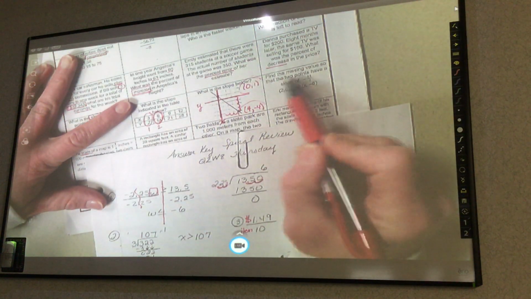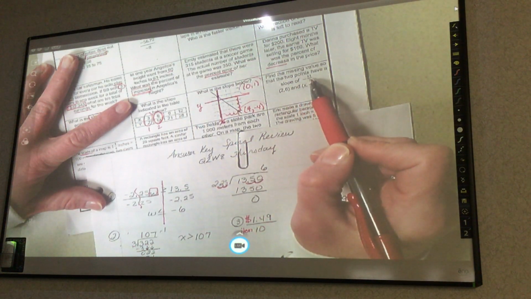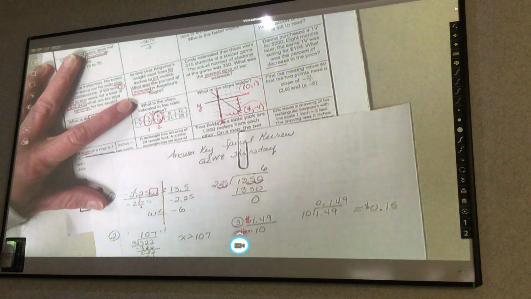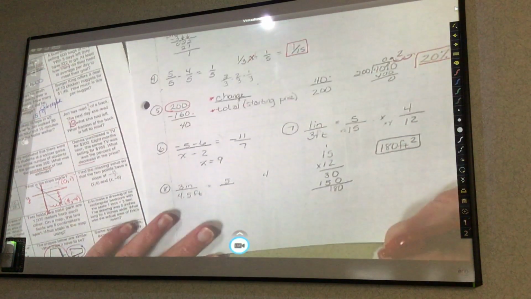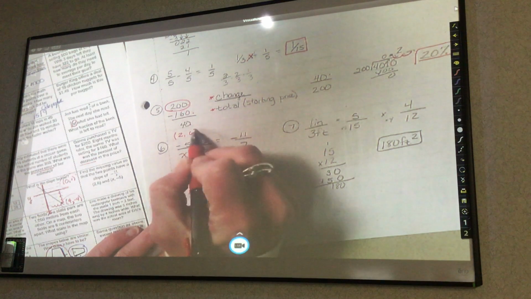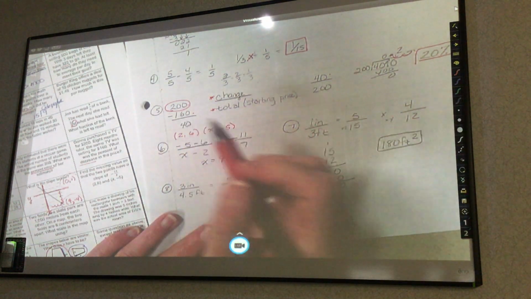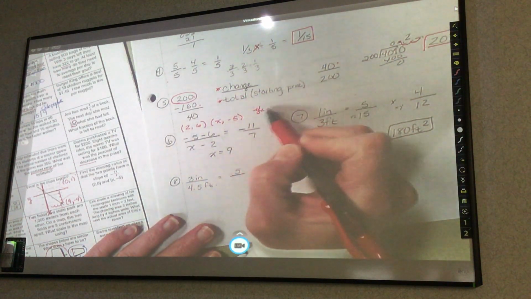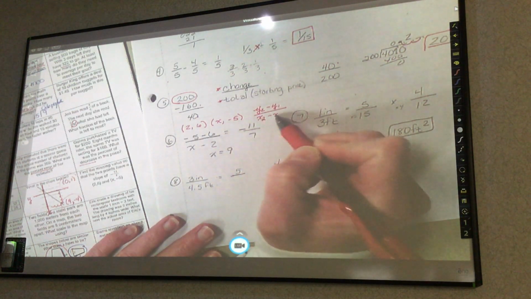Number 6, find the missing value. The 2 points have a slope of negative 11/7. So we have (2, 6) and (x, negative 5). If I'm going to rewrite it on here, my 2 points are (2, 6) and (x, negative 5), and I should always write, for right now, my formula for slope: y2 minus y1 over x2 minus x1.